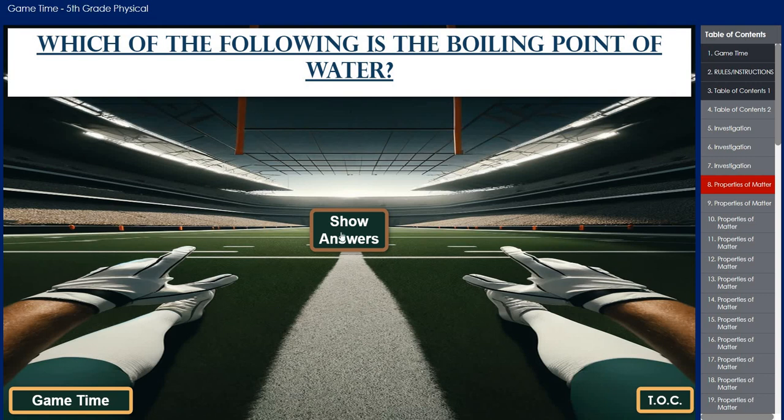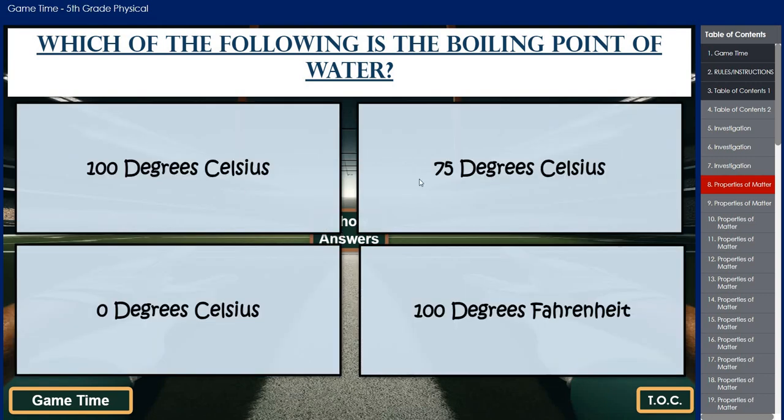And so when I click show answers, boom, all of these are going to pop up. And the first child that is able to hit that the boiling degree of water is 100 degrees Celsius, that child gets to have game time. Now, when you click on game time, this is actually the football one.